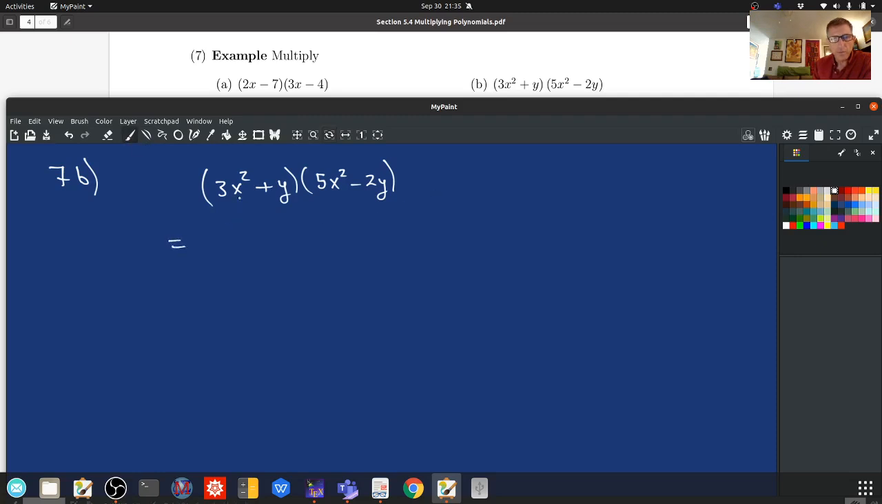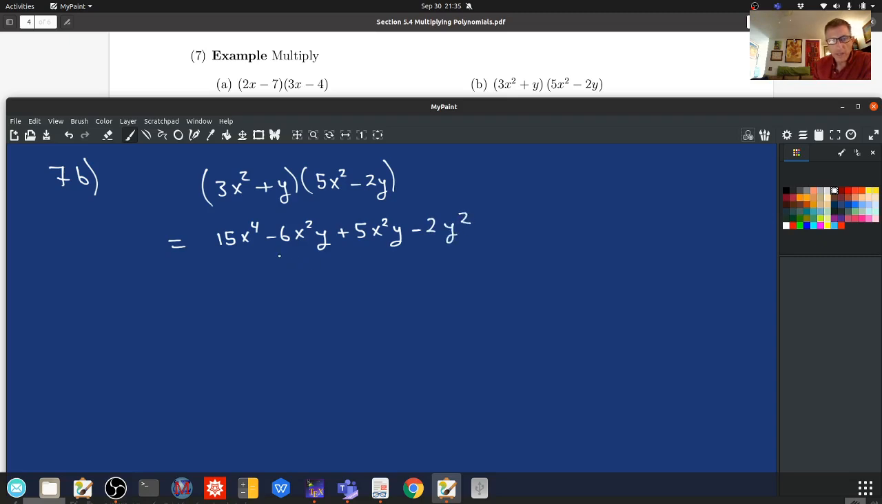So again, we're going to use FOIL. 3x squared times 5x squared. Well, 3 times 5 is 15. x squared times x squared is x to the 4th. So that's my first. My outer is 3x squared times minus 2y. So 3 times minus 2 is minus 6 x squared y. Then y times 5x squared, those are my inner terms. That's 5 times x squared y. And then my last terms, that's minus 2y squared.